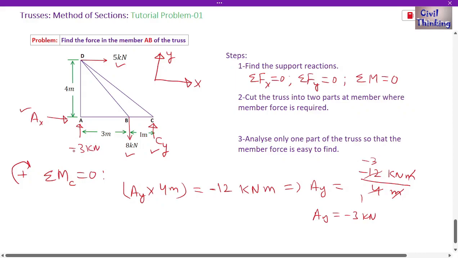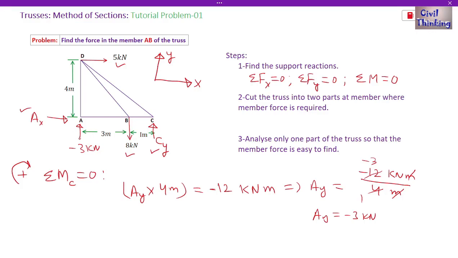Negative means we have assumed this Ay reaction to be upwards, right? Negative means actually the reaction is opposite. It means the actual reaction at A is downwards, not upwards. So we will erase this negative because the use of negative is just the direction. We corrected the direction, and that's the only use of the negative sign. So we found this Ay using this equation. Now let me erase all of this, then we will apply these two equations.